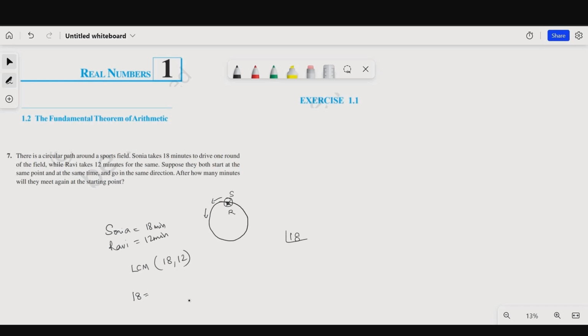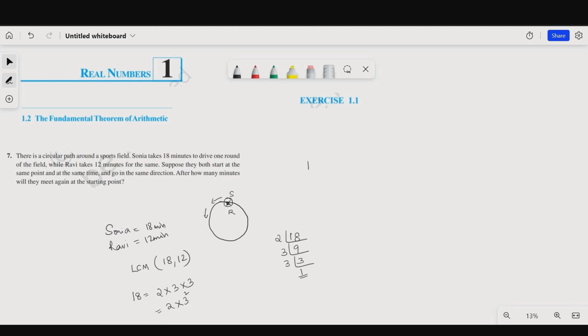So 18, the smallest prime number which can divide 18 is 2. So we can get 9. 9 is divisible by 3, which is the next smallest prime number. And 3 is a prime number, so 3 is divisible by itself. So we can write 18 as the product of prime factors 2 and 3. So this is equal to 2 into 3 square, since 3 appears 2 times.